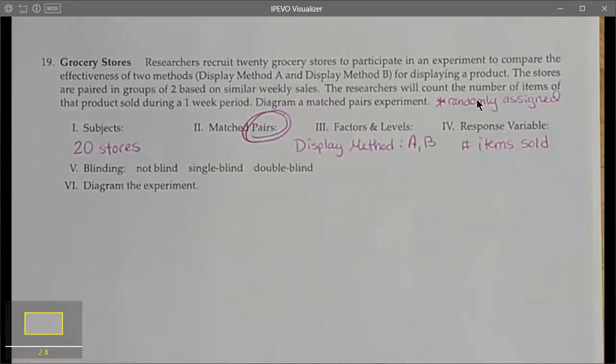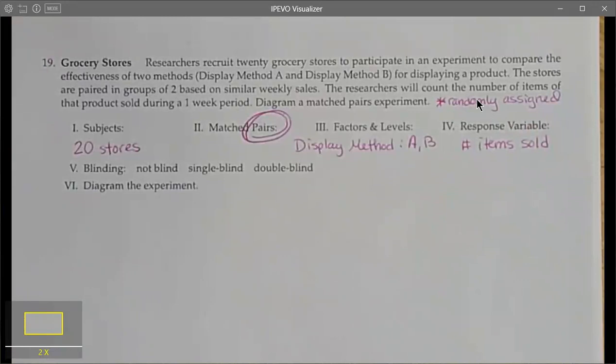Right, blinding. Blinding isn't discussed in the description that we're given, but if I were doing this experiment, I would want to make it at least single blind, meaning that I wouldn't tell the stores that I'm testing a difference in the display method. The stores are used to receiving these displays, so it wouldn't be out of the ordinary to send them to them. And they don't need to know that another store that's similar to them is using a different display method.